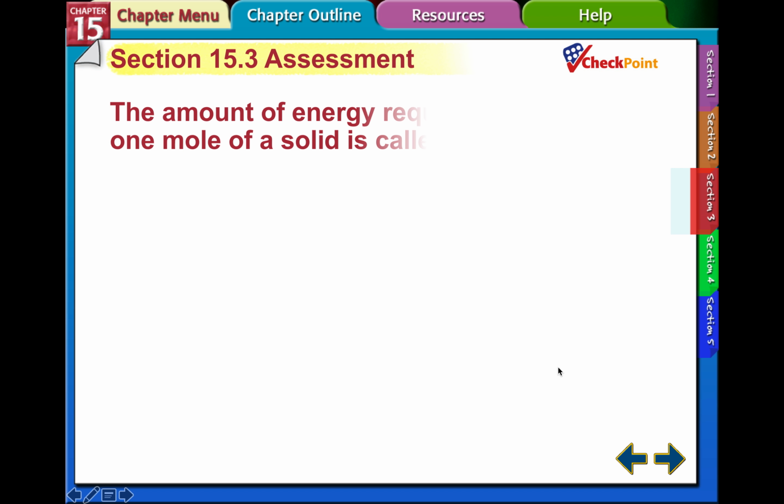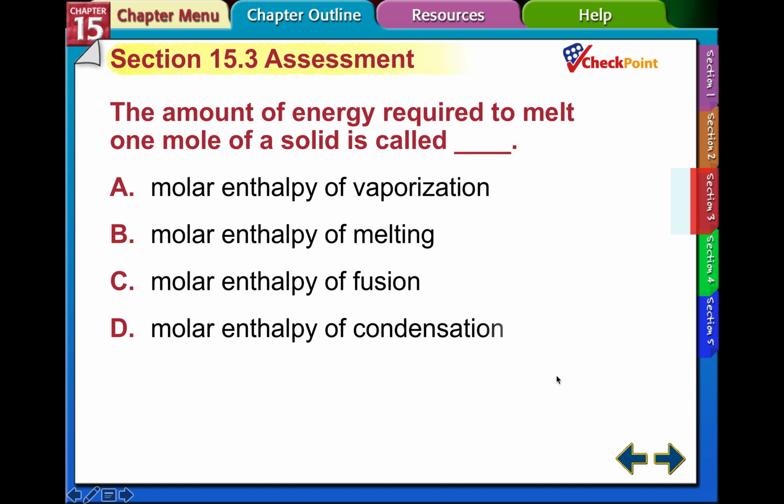So at this point, I'm going to take a look to see what you guys know. The amount of energy required to melt 1 mole of a solid is called what? Pause now if you need more time. Alright, so you guys should have already gotten this. It is molar enthalpy of fusion, going from a solid to a liquid.